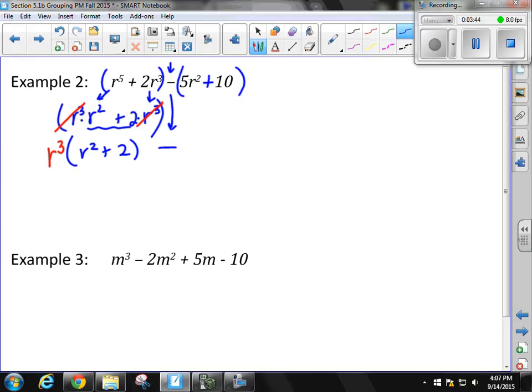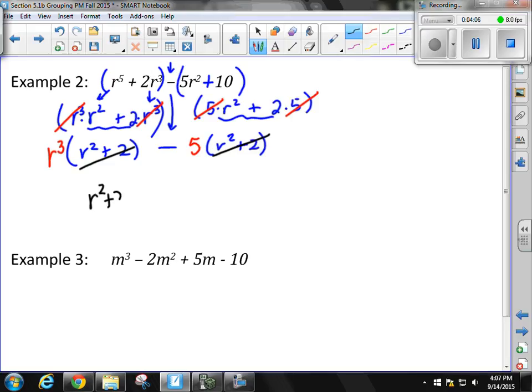Bring down my subtraction sign, and I have in my second group 5 times r squared plus 10 is 2 times 5. 5 is what they have in common. I write that down first, and in parentheses, I'm left with r squared plus 2. Common factor here, r squared plus 2. Inside parentheses, and what's left is r squared minus 5.